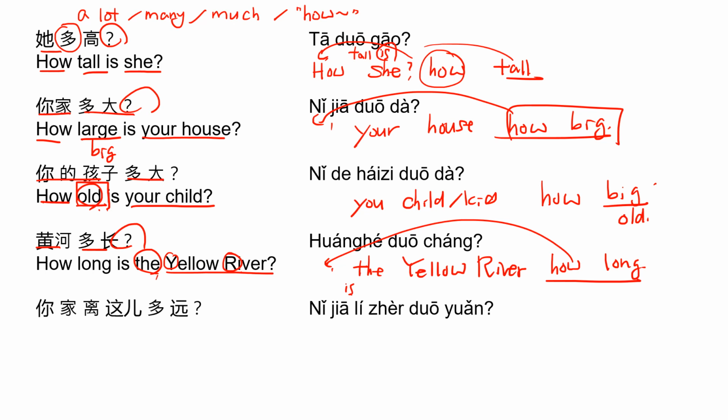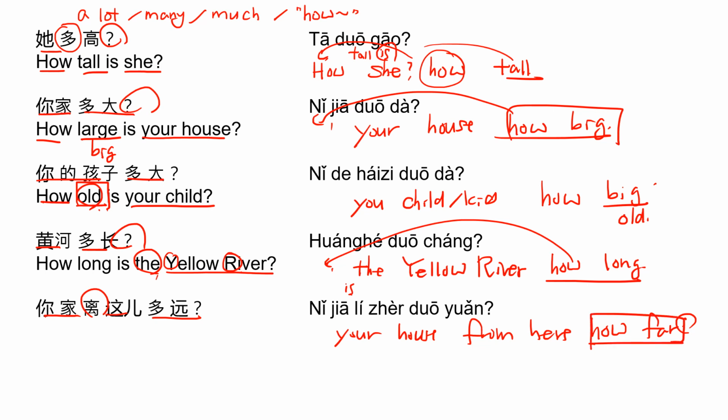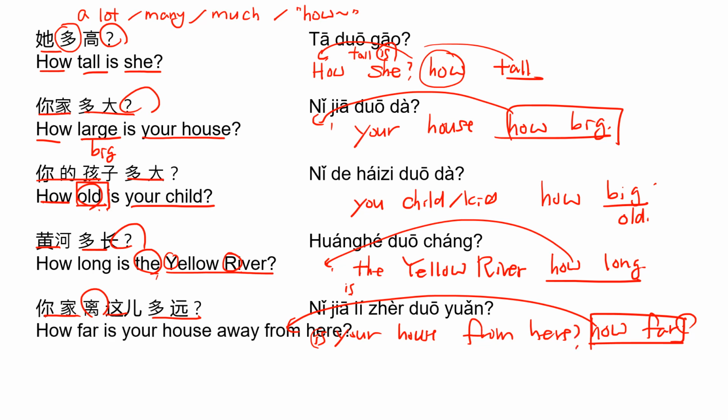The next one, 你家离这儿多远? So 你家, your house. 离这儿, from here. 多远? How far? And the question, how far? How far is your house from here? 你家离这儿多远? How far is your house from here?